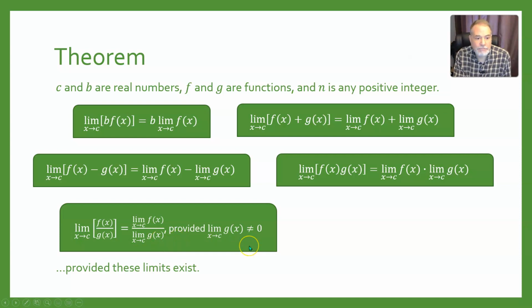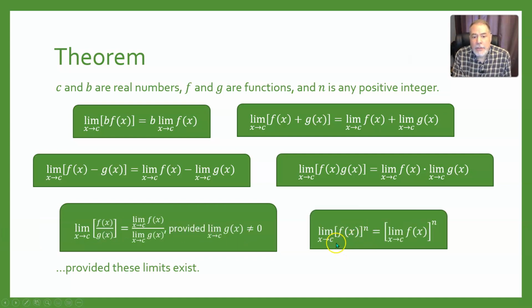And the limit as x approaches c of f of x to the nth power is equal to the limit of f of x, to the nth power. So the limit of something to a power is you take the limit of the something and then raise that to that power.